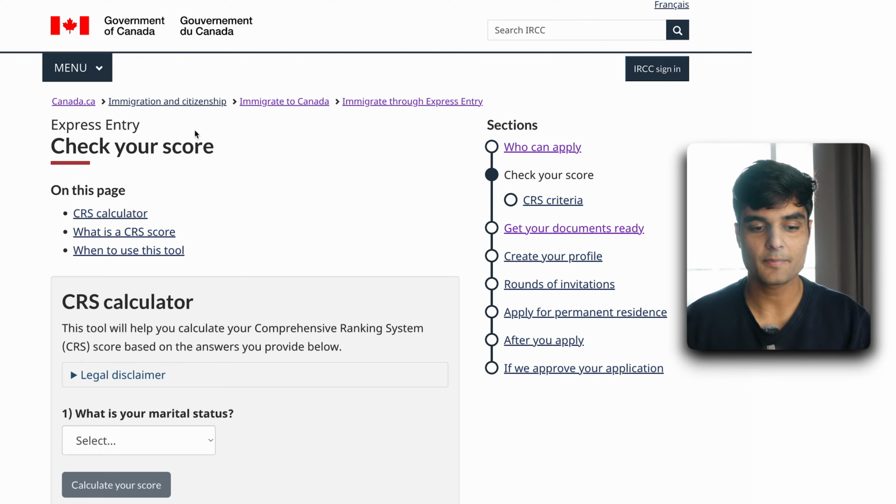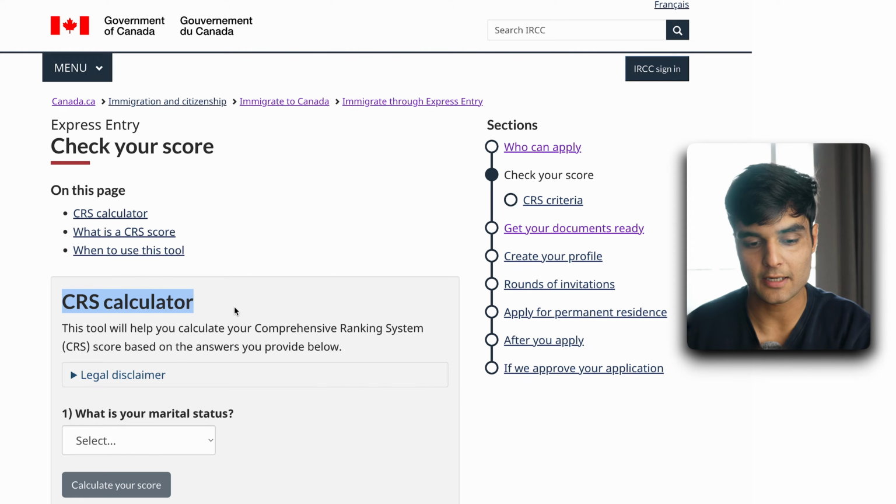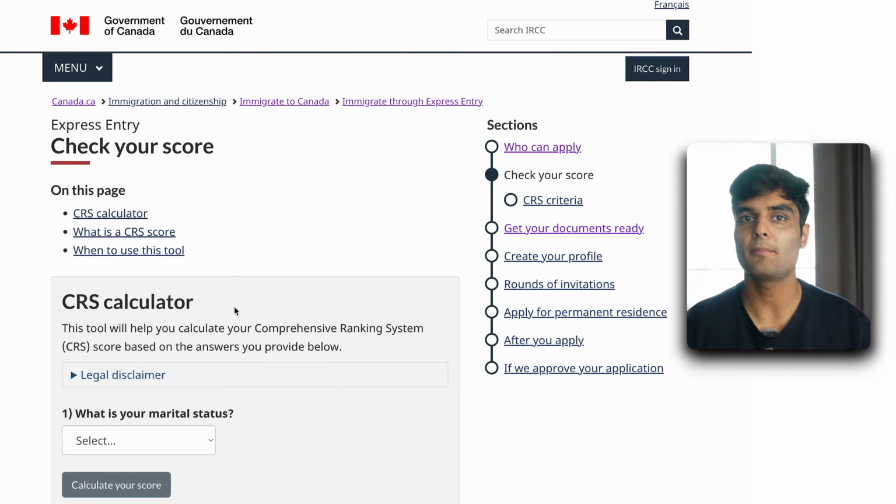On this page you will see that a questionnaire will start. It is a CRS calculator, and you simply have to respond to the questions. Now, the responses will depend not on your current profile but on your future profile, when you will be applying for your permanent residency.